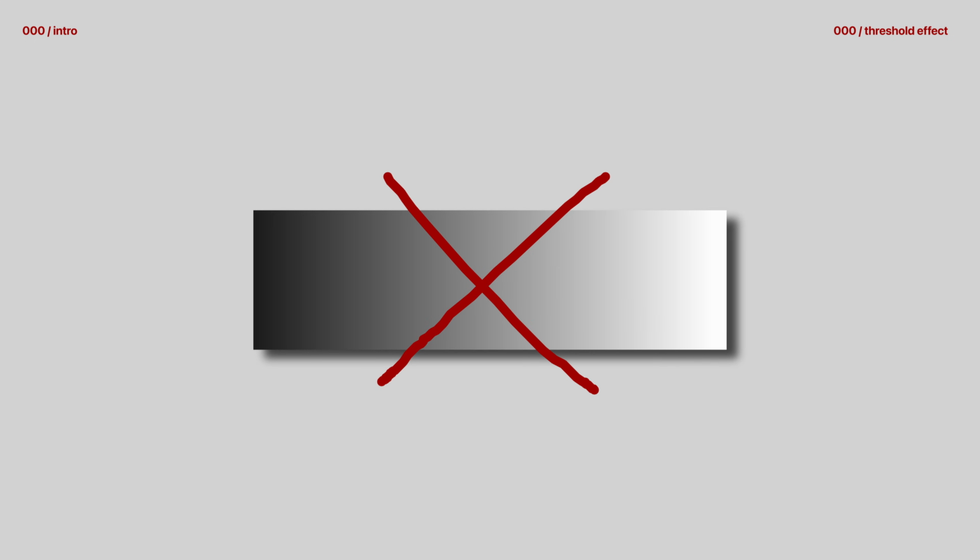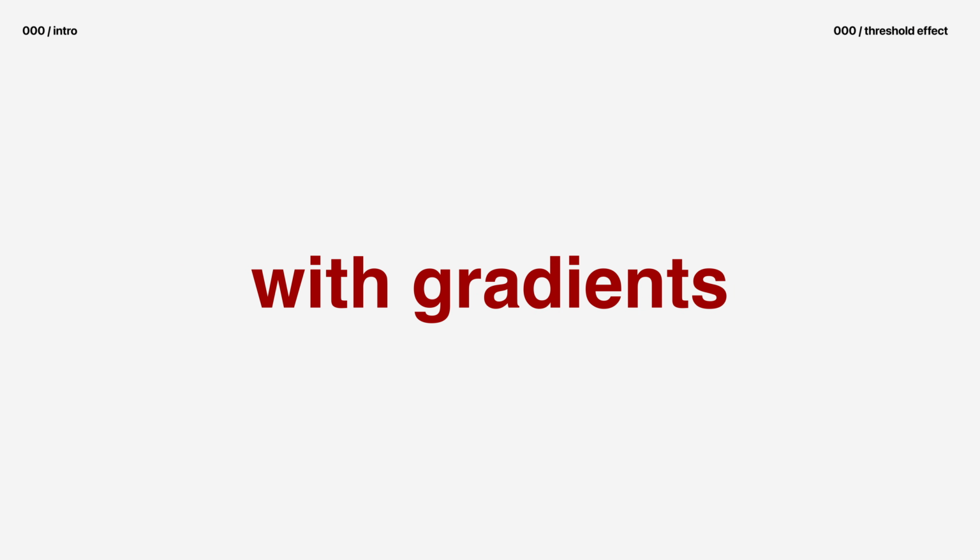Before we jump in, let me explain what a threshold effect does. If a pixel is bright enough, it turns white. If it's too dark, it turns black. So no gradients, and the color will be either black or white. However, we can still do some pretty cool stuff with gradients, so stick around and I'll teach you a bonus effect later in this video.